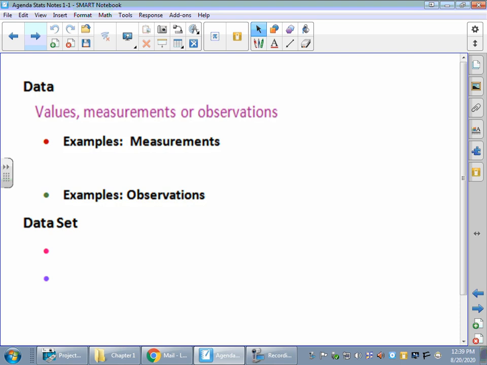Data themselves are values, measurements, or observations, the compilation of them. So you compile your data. All those different values that our variable could take is our data. For example, we might have measurements like shoe size or the number of pets or how many days a week you eat vegetables. Or that data could be observations like hair color or eye color. Things that you observe. So you measure or you observe for some data.